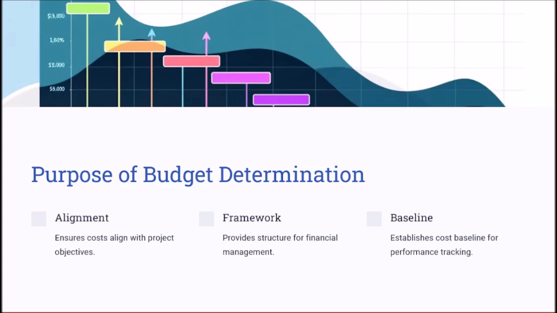So the purpose of having a budget determination as part of your cost management. The purpose of budget determination is to align the project costs with the overall objectives. It provides a structured framework for financial management, helping the stakeholders to track, manage and control expenditures. Most importantly, it establishes the cost baseline, which is a key reference for monitoring the project performance against its costs.